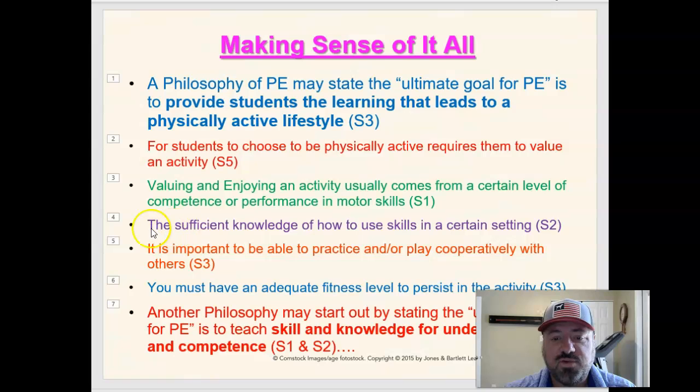So if you look at the purple here, the sufficient knowledge of how to use motor skills in a certain setting is standard number 2. I not only need to have the competence to actually physically perform motor skills, I also need to know when to use which one and how they apply to different settings. That might be spatial awareness. That might be understanding that if somebody's close to me, I have to slow down or I might run into them. It might be spatial awareness in a game type setting, right?